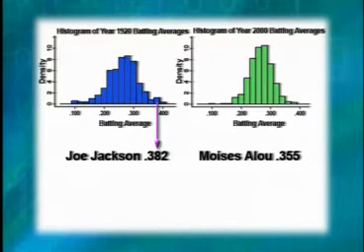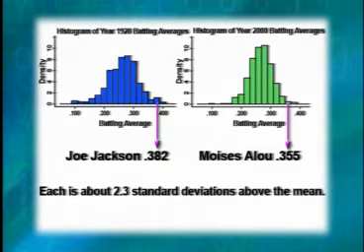Moises Alou had a batting average of 355 in the year 2000. But remember, the standard deviation in the year 1920 was 50, whereas the standard deviation in the year 2000 was only 38. So both of these values represent a player who was 2.3 standard deviations above the mean. So you see what I mean? That by looking at this distribution as a normal distribution, we can say how far above the mean the performance was of these 2 players.